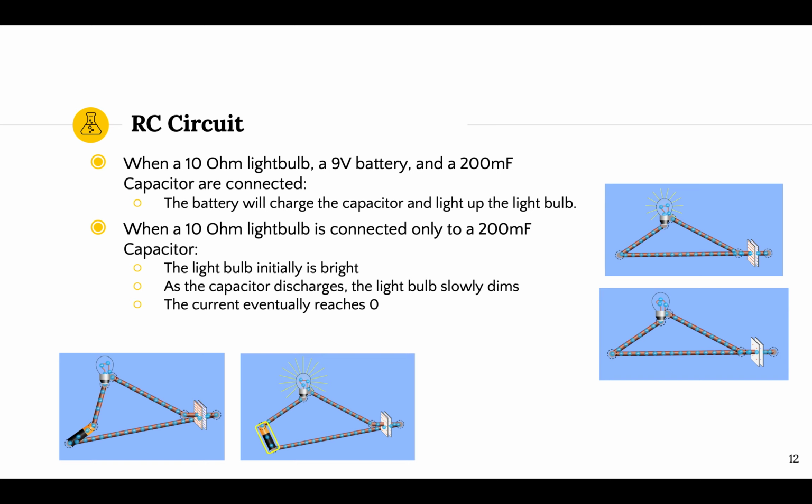So moving on, here's the RC circuit that was built in CCK. When a 10 ohm light bulb, a 9 volt battery, and a 200 capacitor are connected, the battery will charge the capacitor and light up the light bulb. And you can see when just the light bulb and the capacitor are connected, the light bulb is initially bright, and as the capacitor discharges, the light bulb slowly dims, and the current eventually reaches 0.